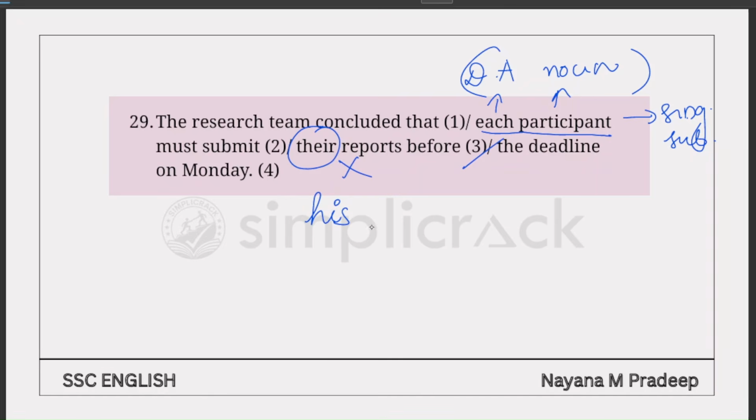Now you might ask, can't we use her? You can use her. It is not actually wrong to use her, but from an exam point of view, when the gender is not specified in the sentence, we always go with the masculine gender. In common usage, you can use both his and her. But from an exam point of view, you have to use his, because unless the gender is specified, you will go with the masculine gender along with such distributive adjectives or distributive pronouns. So here the error is in the use of the plural pronoun their, because here you have a singular subject. Each participant is a singular subject, so you have to use a singular pronoun, his. Okay.